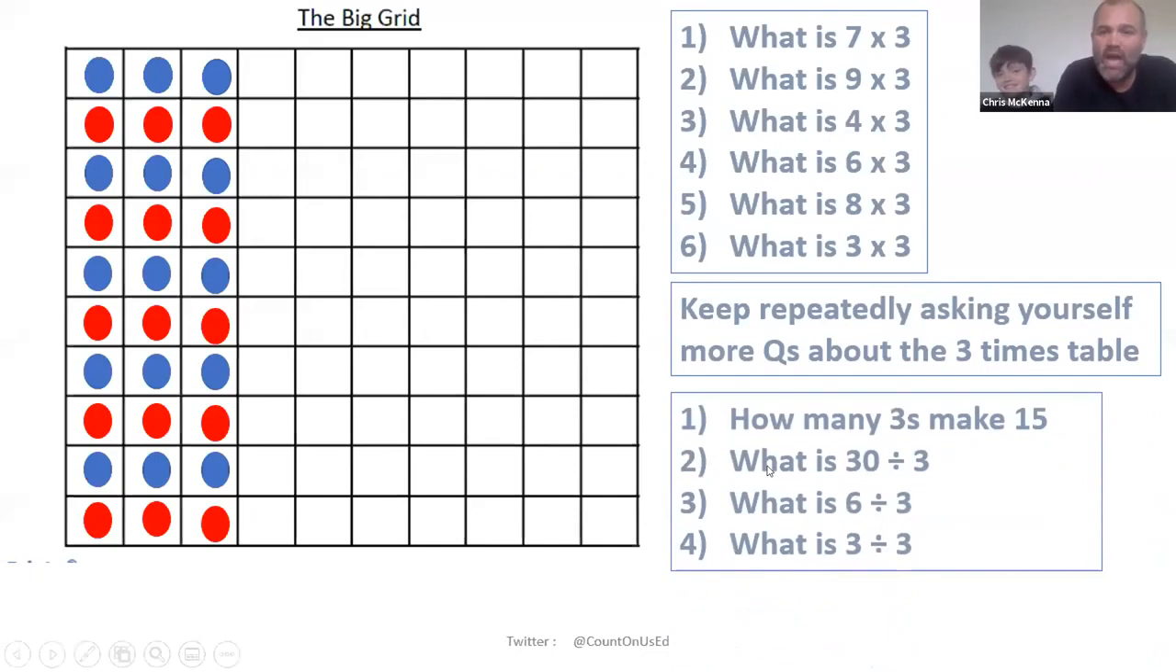And then we might say, well, okay, how many 3s make 15? How many 3s are in 15? What is 30 divided by 3? What is 6 divided by 3? What is 3 divided by 3? So we can ask ourselves these type of questions.